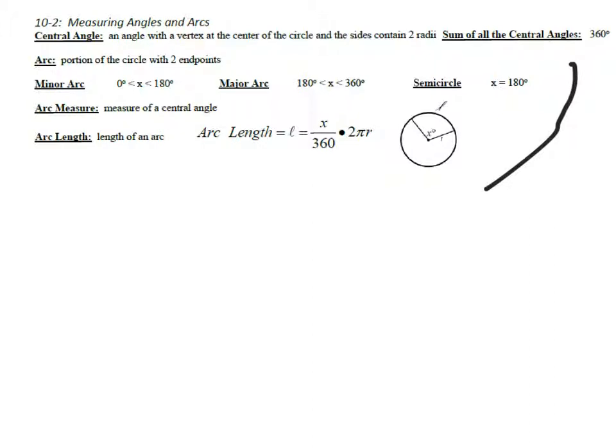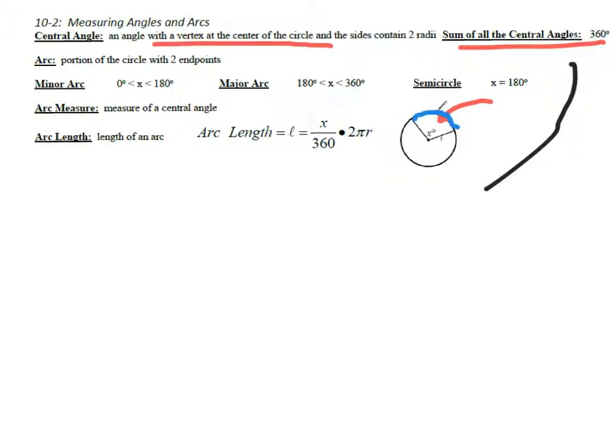So central angles are angles in the center of a circle. For this example right here, that X in the middle would be your central angle. And all of the central angles combined are 360 degrees because that's what a full circle is. Arcs are portions of the circle that walk around the outside. So this would be an arc right here.